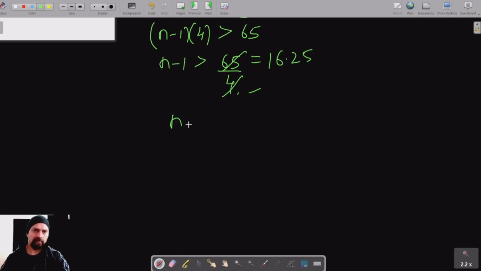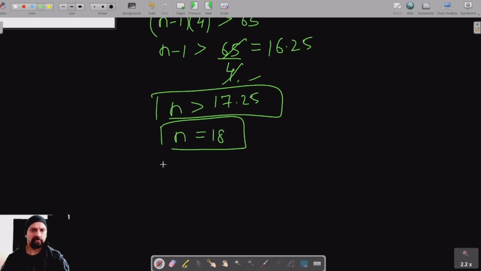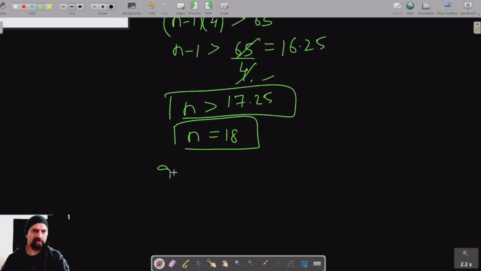So n is greater than 17.25, and we know that an integer greater than 17.25 is 18. So the 18th term is the first negative term, and we can also calculate that.